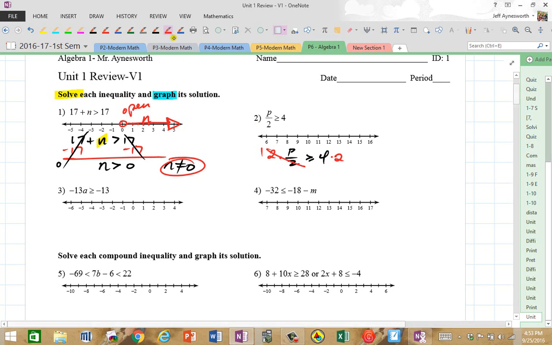2 divided by 2 is usually 1, especially on Sundays. Let me see, is it Sunday? Yeah, it is. Okay, so just a little funny there.